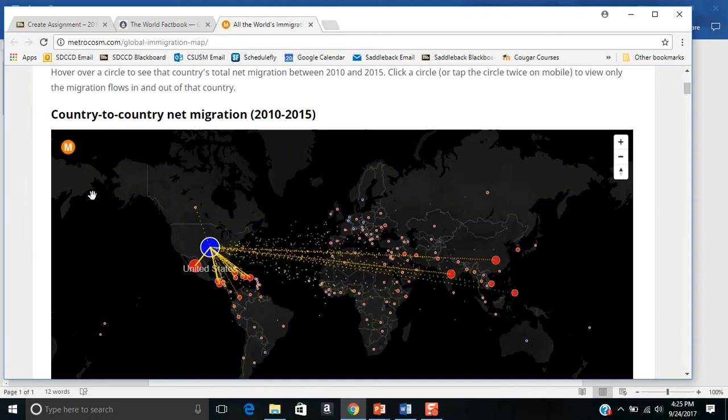And then based upon that little bit of research that you've done on the World Factbook, I want to know why you think people are migrating into that country. And remember some of the reasons that we talked about. There is obviously economic opportunities, but also there's the colonizer-colonized relationship.